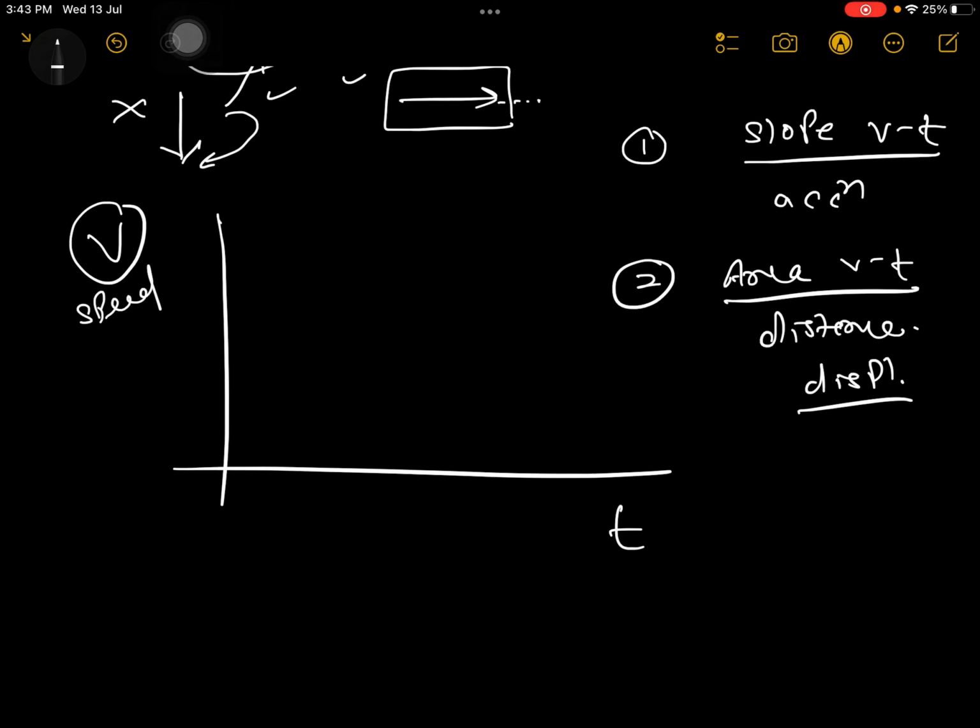When can you say displacement? If your V is representing velocity, then it will be displacement. But if your V is representing speed, then it is going to be your distance. Totally clear? Okay. So speed time graph. Let's start.